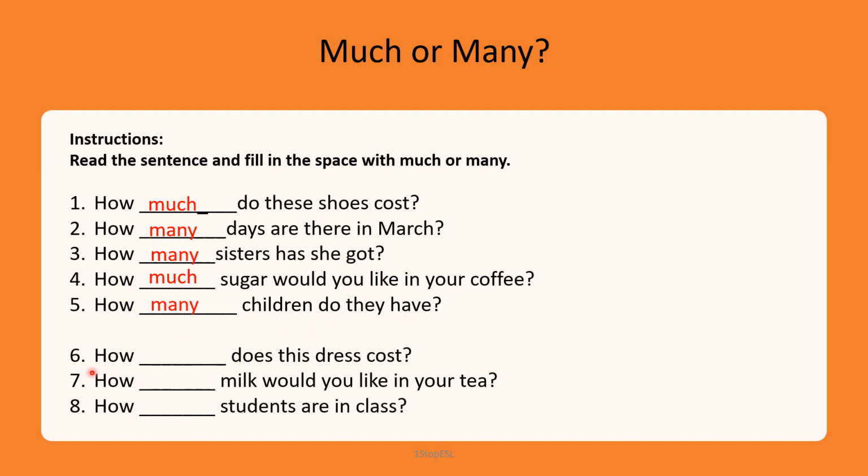Number 6, how blank does this dress cost? Cost is to do with money. So that's the clue or the key word. So much. How much does this dress cost? Well done. Number 7, how blank milk would you like in your tea? Did you choose much? Good job. Yes, because milk is uncountable. Number 8, how blank students are in class? Well done. How many students are in class? Well done.